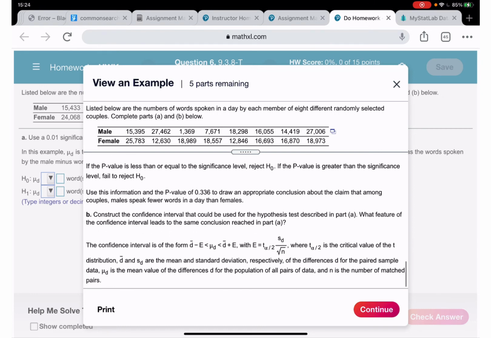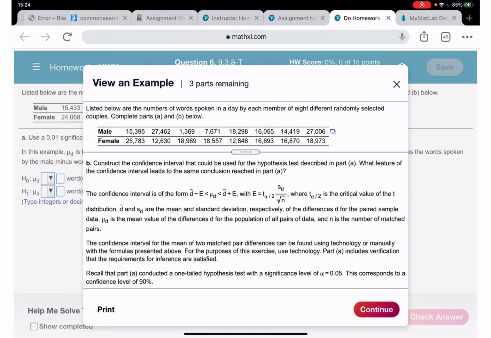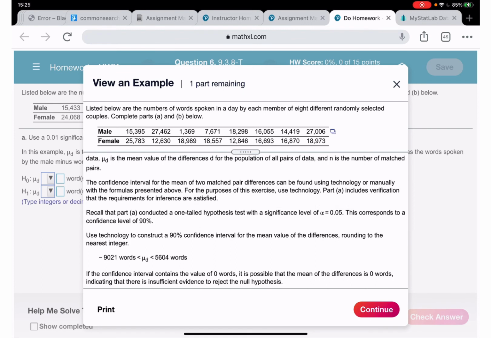Moving to B. So we need to construct a confidence interval. Let me see where is confidence level, and we can test on StatCrunch. Negative, here it is. Negative 9021 and positive 5604. Let's move on.